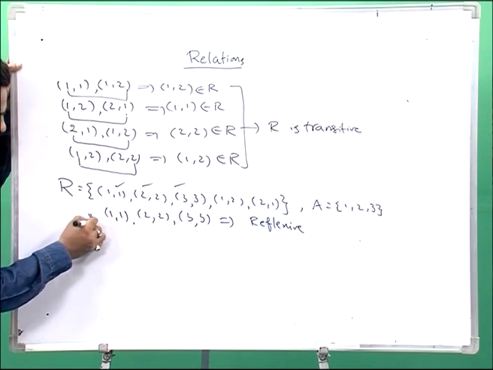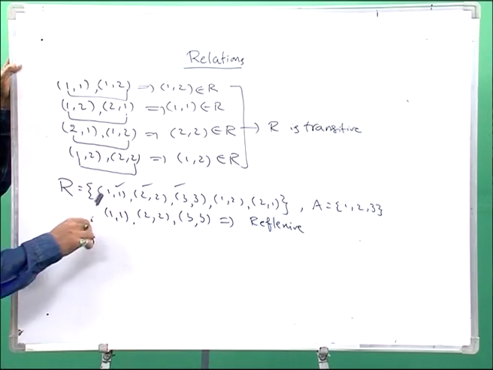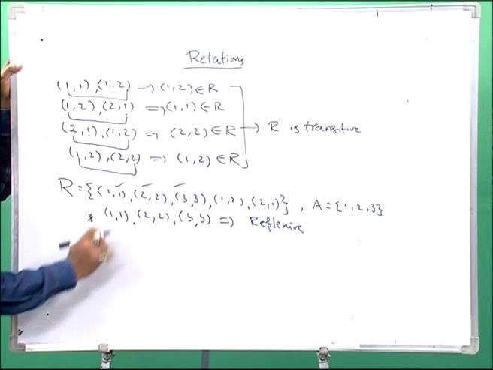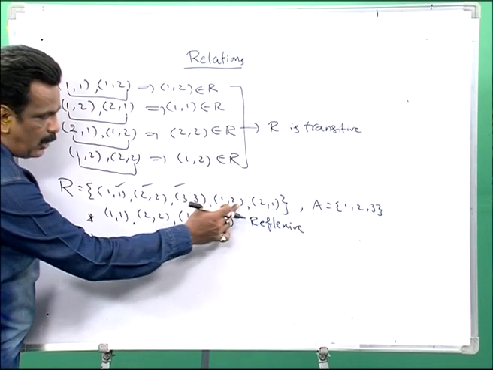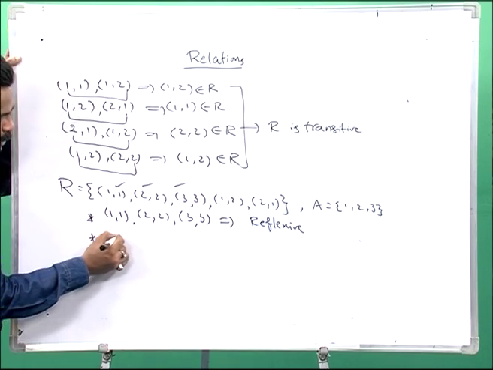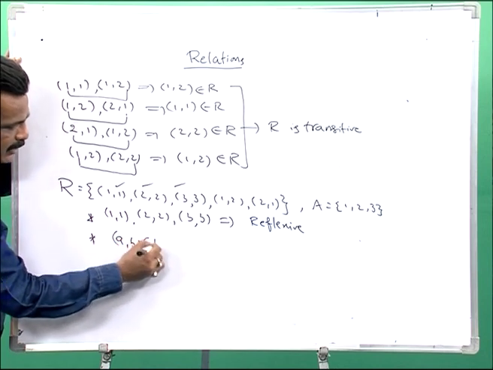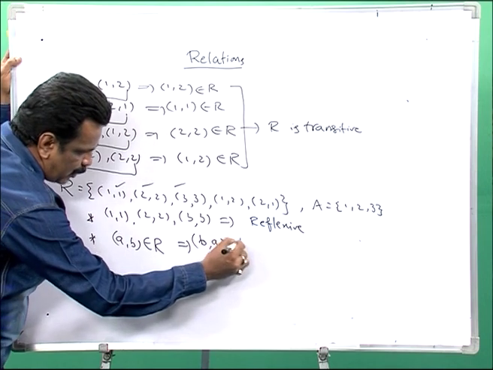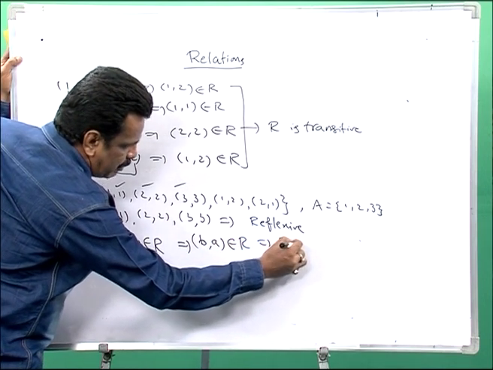It is point number 1. Point number 2, interchange every pair of ordered pairs. On interchanging 1 1, 1 1 only, 2 2, 2 2 only, 3 3, 3 3 only, 1 2 implies you will get 2 comma 1, 2 1 interchange, you get 1 comma 2, and hence we can say whenever A B is taken in R, consequently B comma A is also in R, implies symmetric, we can write.